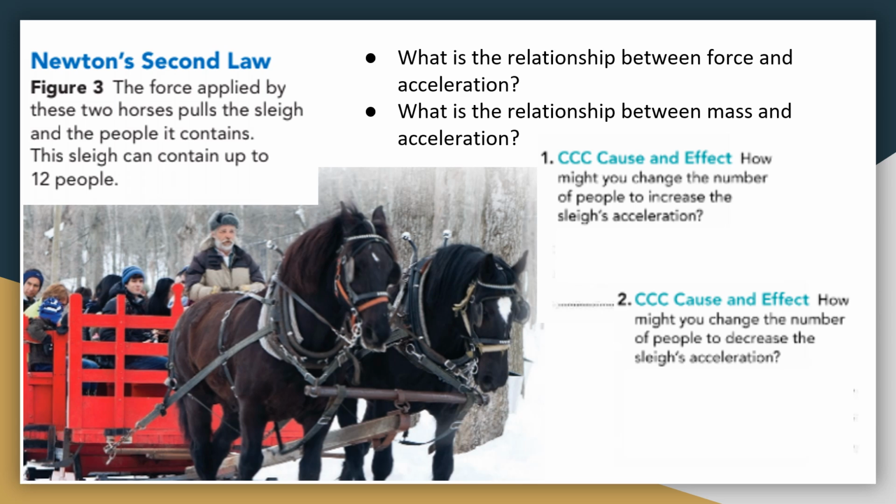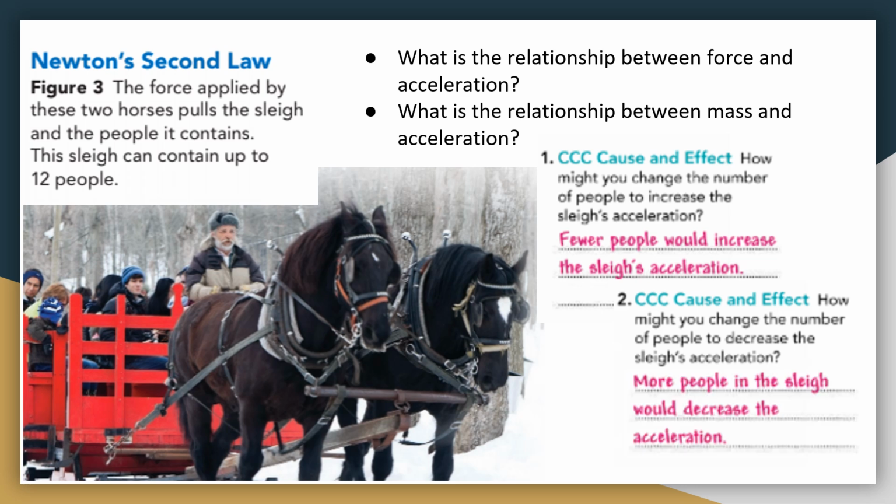Newton's second law: the force applied by these two horses pulls the sleigh and the people it contains. This sleigh can contain up to 12 people. How might you change the number of people to increase the sleigh's acceleration? Fewer people would increase the sleigh's acceleration. And how might you change the number of people to decrease the sleigh's acceleration? More people in the sleigh would decrease the acceleration.